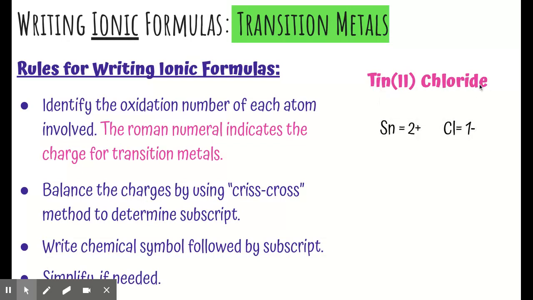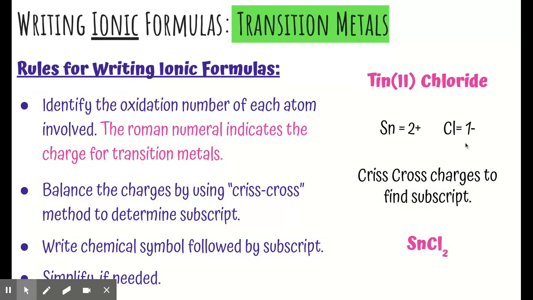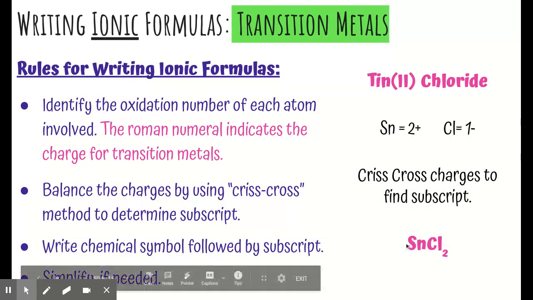This chlorine, we're going to look up and see that it's in group 17, so it's going to have an oxidation number of -1. Now we can crisscross those 2 to figure out what the subscript should be. So this 2 is going to come down here with the chlorine. The 1 would go with the tin, and we would write it out like this. Remember, we're not writing 1s in formulas, just anything 2 and above.